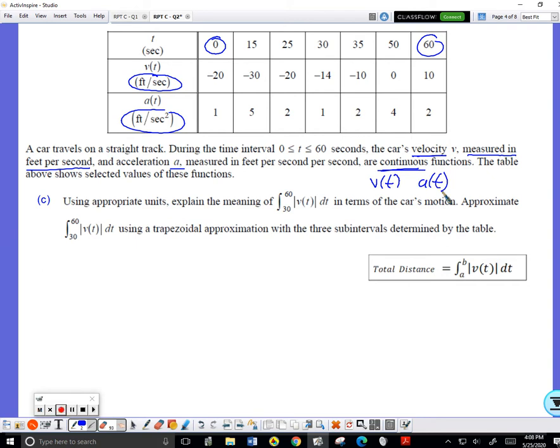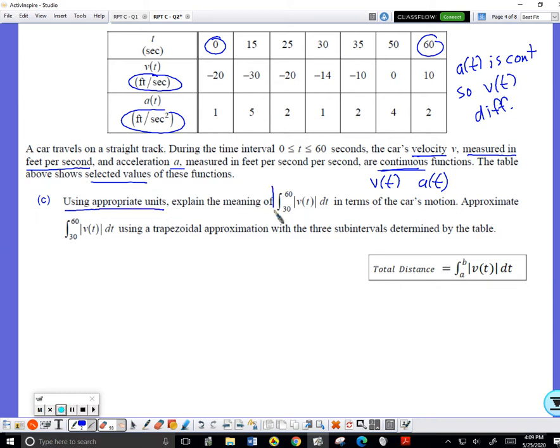One thing to note, if A is continuous, that means V is differentiable. But we don't know necessarily if A is differentiable. Okay, table shows selected values. That's the same as always usually. I've never seen one that isn't, just selected values. Using appropriate units. We got to make sure we have the right units.